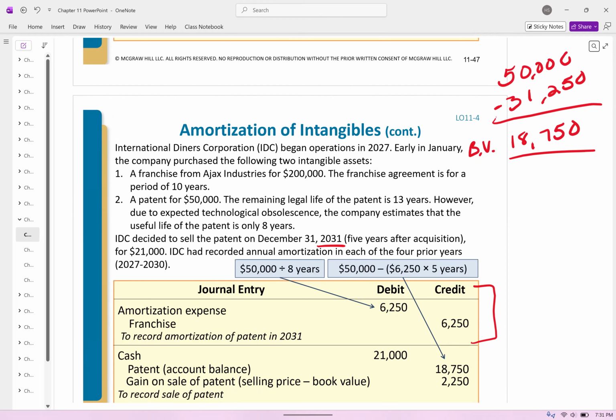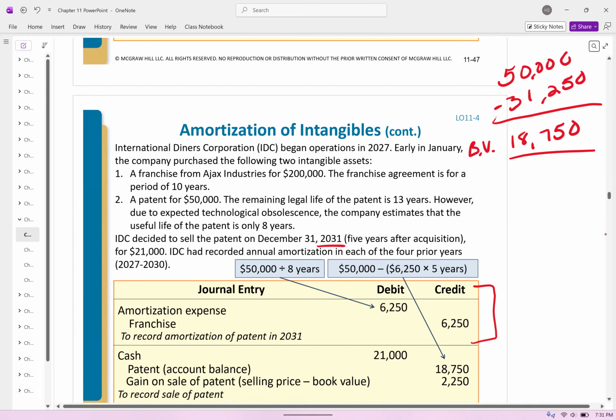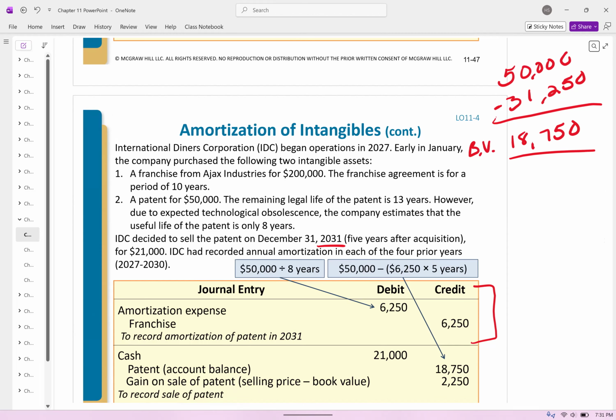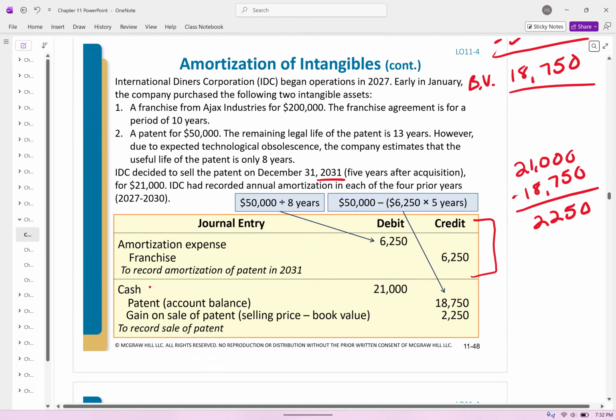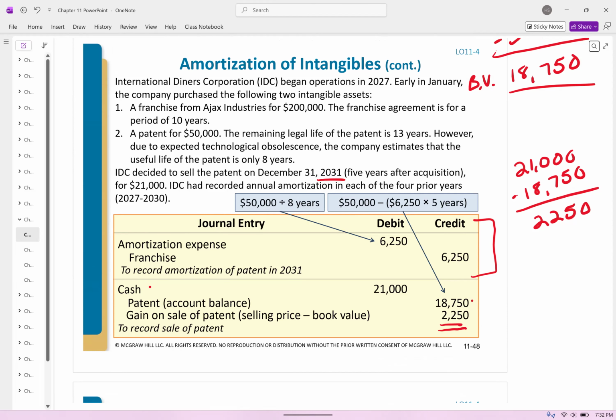Okay. I guess the good thing about them not using accumulated amortization is you don't have to close that one out. Okay. The book value in the patent is $18,750, and they said they are going to sell it for $21,000. So 21,000 minus the 18,750 gives us a gain of 2250. Okay. Remember, you can debit the cash, figure out how much is in the patent, and credit that. If you need that credit, it's going to be a gain. If you needed a debit, it would have been a loss. Okay.